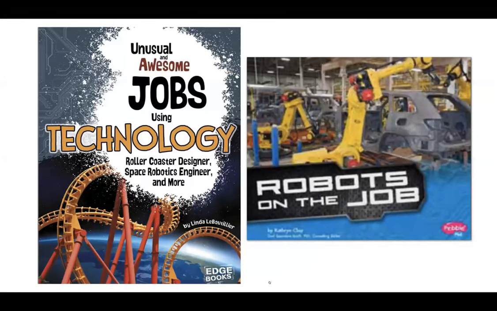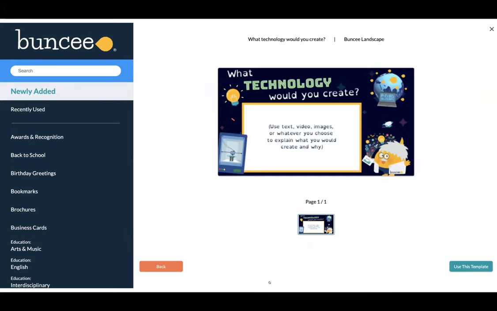And so it's great to find, when we're looking in Capstone Connect, all of the books and the articles that you can tie into these conversations as well. This is a great one, Unusual and Awesome Jobs Using Technology, and also Robots on the Job. And so it got me thinking that we could have the kids think about the technology that they would create.